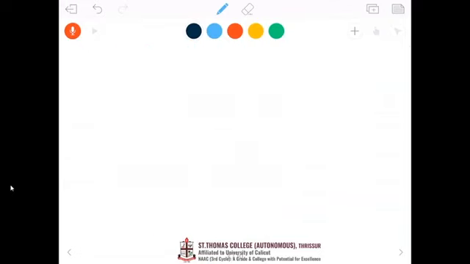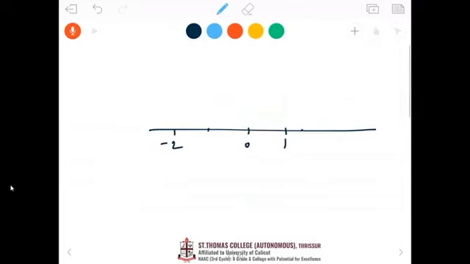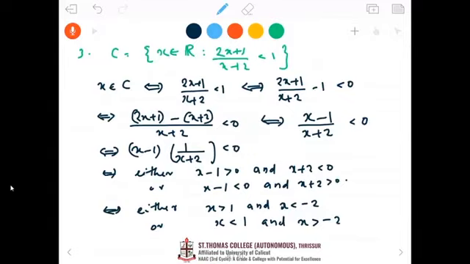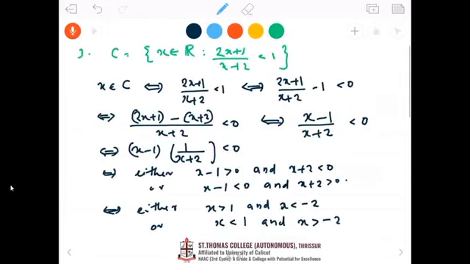So let's check. This is a real line. 0 is here, 1 is here, minus 2 is here. The first case, x greater than 1. So x is greater than 1 and x is less than minus 2. These two regions are disjoint. X is greater than 1 and x is less than minus 2 cannot happen simultaneously. So there is no x satisfying the first condition. No such x exists.